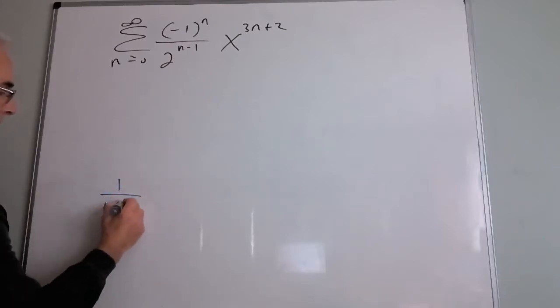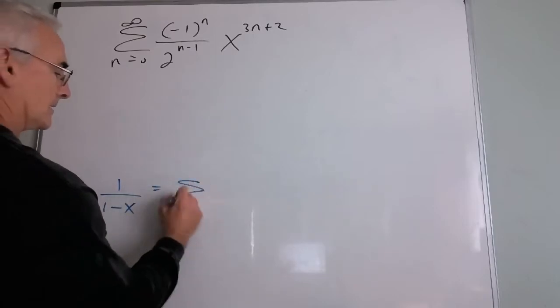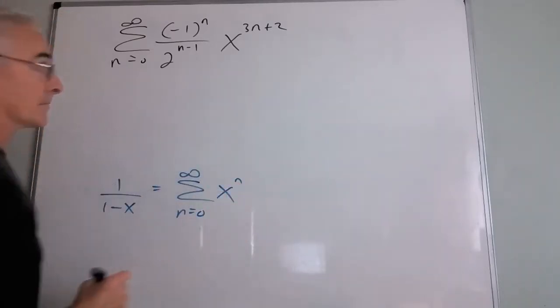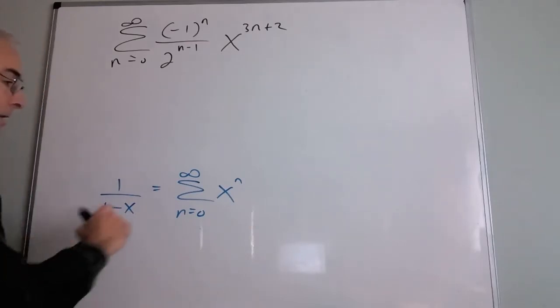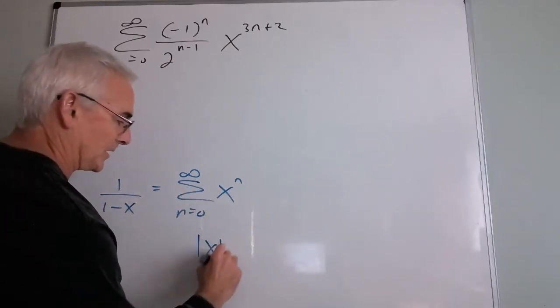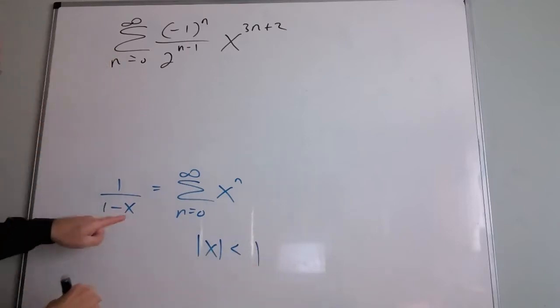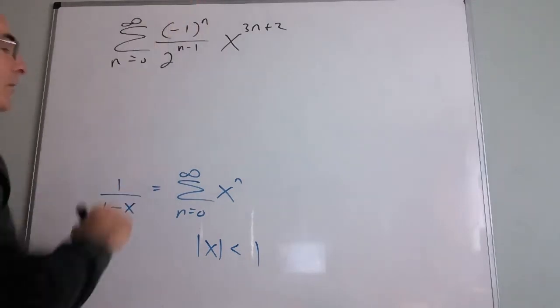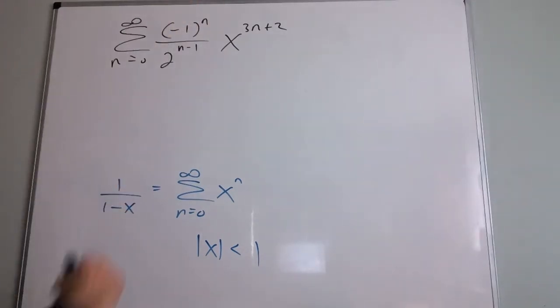1 over 1 minus, I'll use x, is the sum from n equals 0 to infinity of x to the n. Okay, we know this, as long as the absolute value of x is less than 1. We forget because we usually write an r here. Well, is this of that form? Well, yeah, sort of.